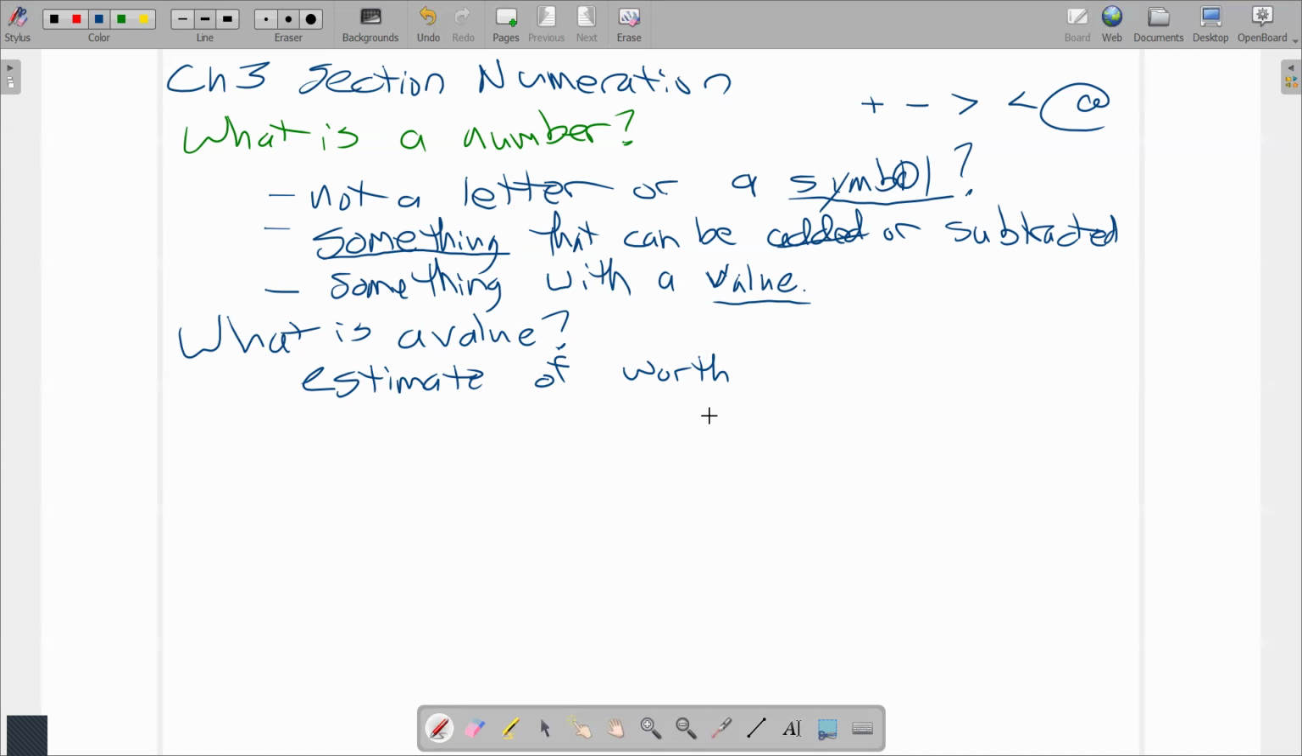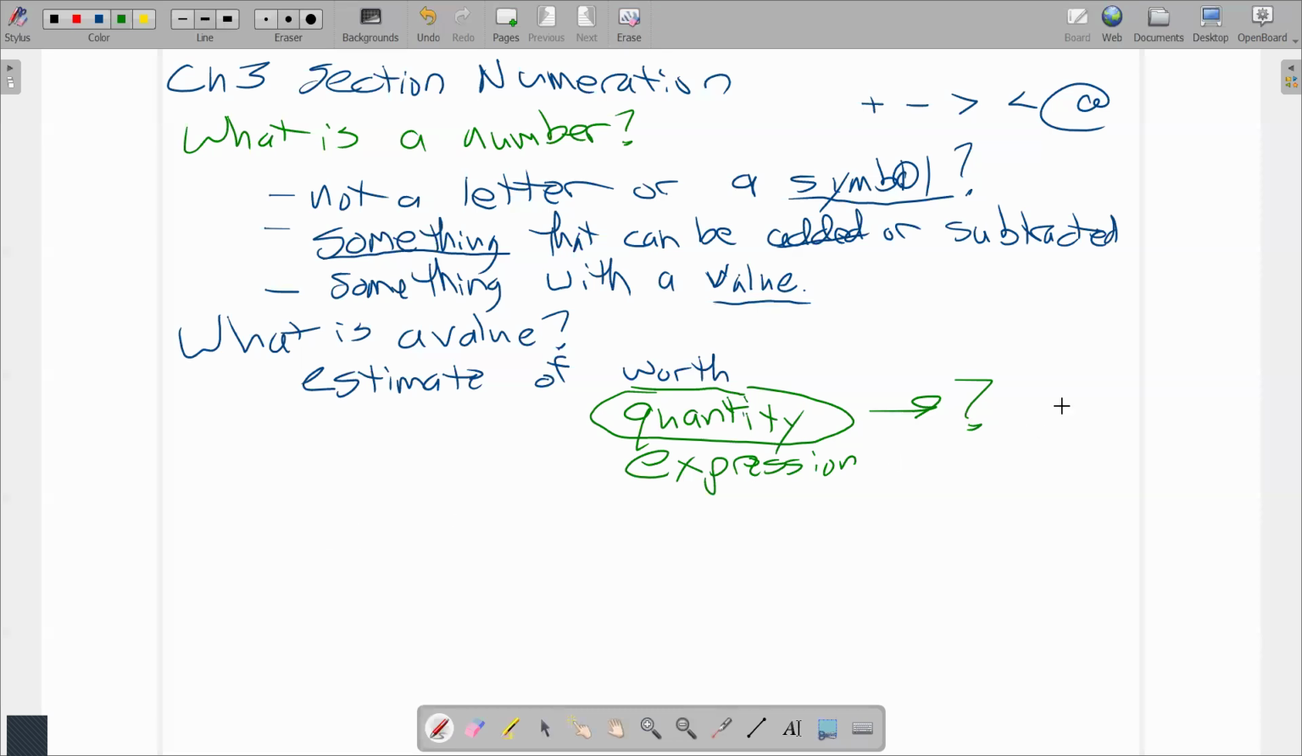Value in math refers to the numerical representation of the worth of an object, quantity, or expression. Okay, so we have worth or quantity. Expression seems a little too vague. Quantity, but we'll write it down anyway. Quantity seems the most meaningful here. So my next question is, what is a quantity? Amount. An amount? Yes, that's good.